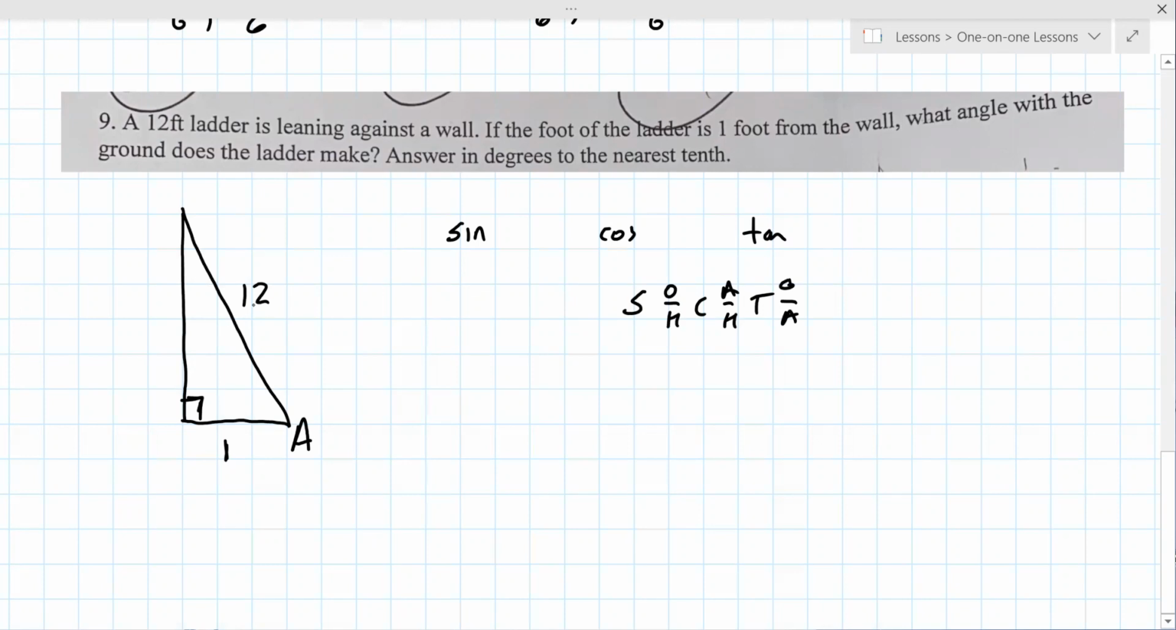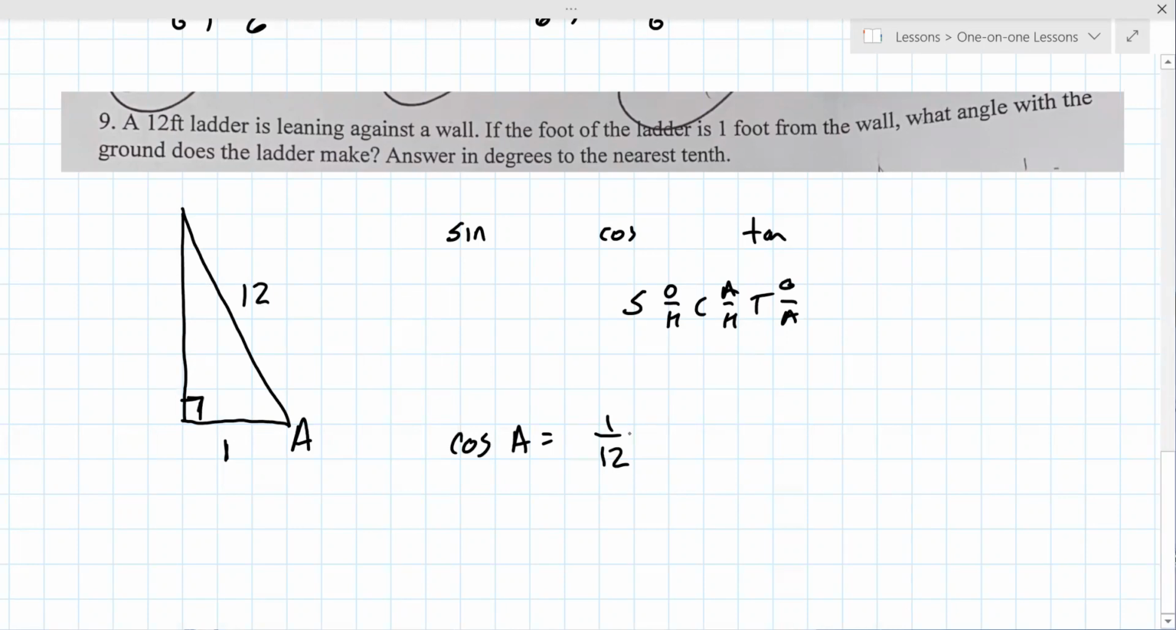Do you agree with that? Is that okay? So the sine of A equals 1 over 12. Okay, because 1 is the, I'm sorry, I said many very bad things there. The cosine of A is 1 over 12. The adjacent, I don't know why I said that, but the adjacent is 1 and the hypotenuse is 12.